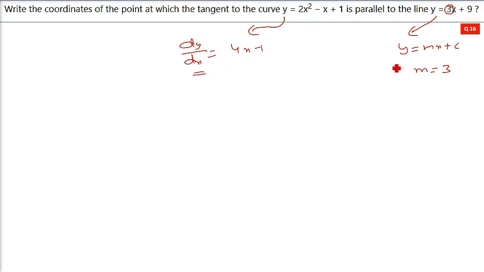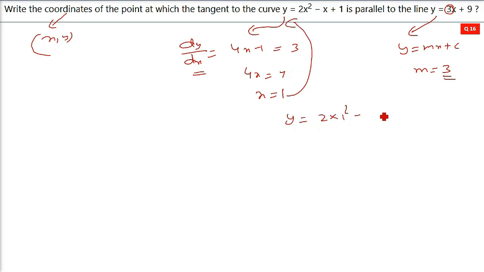Now this slope and this slope is equal. So equate this. 4x minus 1 equal to 3. 4x will be equal to 4. X is equal to 1. Now this x equals 1 is already known. We need to find out the coordinates. This x equals to 1 can be placed in this equation. So it will be 2 into 1 square minus 1 plus 1, that is going to be equal to 2 only. Y equals to 2. So what are the coordinates? X is 1, y is 2. That is the answer. Coordinates is asked.